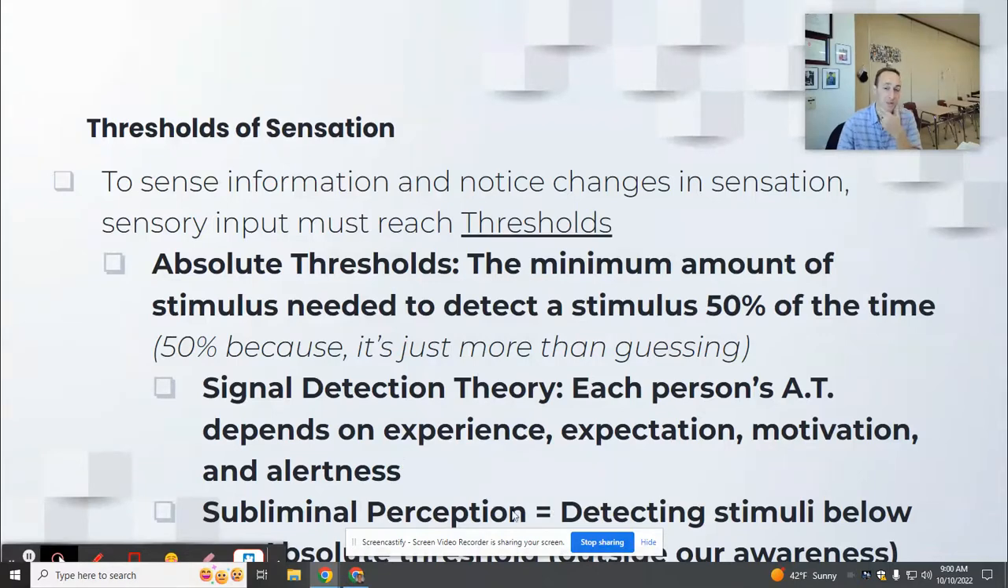Sometimes we can have what's called subliminal perception, which is detecting stimuli that is actually below your absolute threshold, below our level of awareness. We think we are smelling something, we think we are hearing something, when in reality it's not actually there. That's what we call subliminal perception. This can happen for a number of reasons, but a lot of it is psychological. It's based on our experiences and our expectations. We can think that something is there when in reality the sensation is not actually happening, which is kind of fascinating. So we'll talk more about absolute threshold tomorrow.